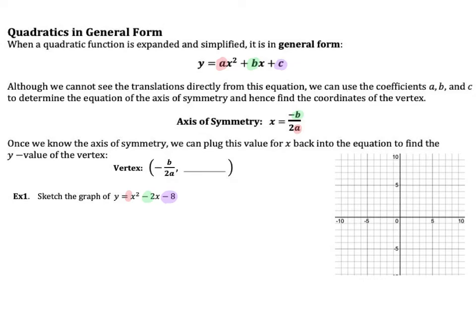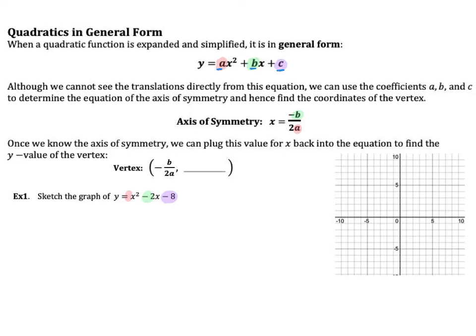So general form is y equals ax squared plus bx plus c. In the past, you might have heard that as standard form. We're just going to start calling that general form now. So your a is the number in front of the x squared, the coefficient in front of the x squared. The b is the coefficient in front of your x, and your c is just the number by itself.